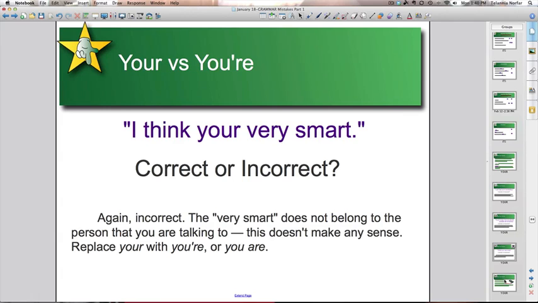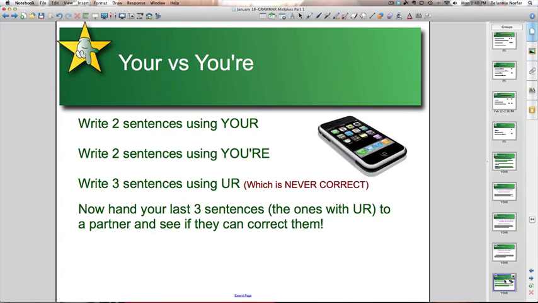Okay, now let's do some personal practice. First, write 2 sentences using your. Then write 2 sentences using you're. Then write 3 sentences using ur, which, by the way, is never correct. It is correct in text speak, but it is not grammatically correct. Once you are done writing all the sentences, you need to hand your last 3 sentences, the ones with the ur in it, to a partner and see if they can correct them. Then discuss as a class out loud what the answers are.